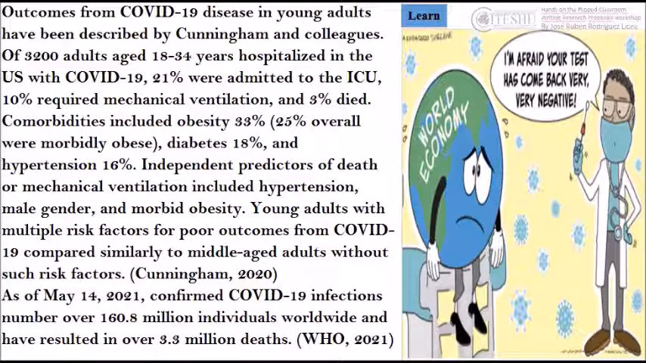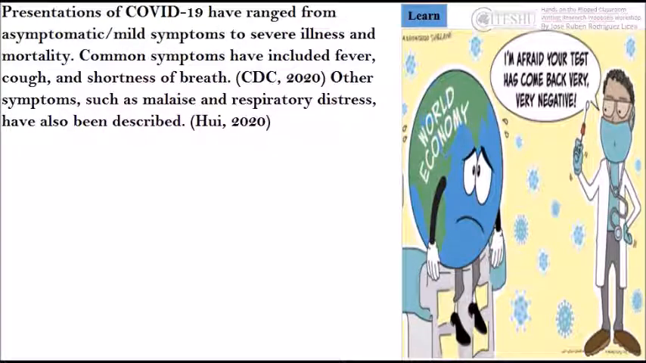(Cunningham, 2020). As of May 14, 2021, confirmed COVID-19 infections number over 160.8 million individuals worldwide and have resulted in over 3.3 million deaths (WHO, 2021). Presentations of COVID-19 have ranged from asymptomatic, mild symptoms to severe illness and mortality. Common symptoms have included fever, cough, and shortness of breath (CDC, 2020). Other symptoms, such as malaise and respiratory distress, have also been described (WHO, 2020).